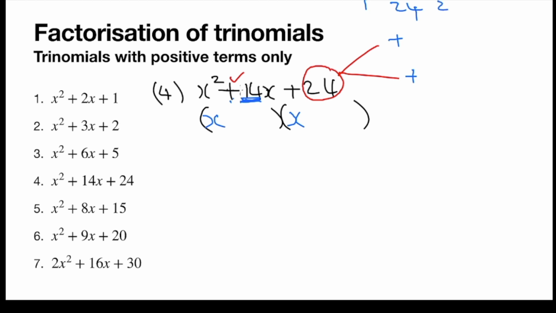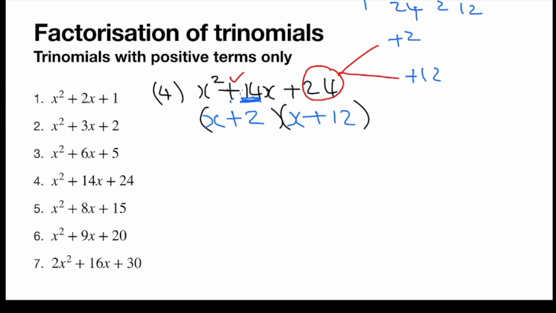Maybe it's 2 and 12. All right, let's try 2 and 12. Do you think it's 2 and 12? What is 2 times 12? 2 times 12 will give you 24. That's correct. What about 2 plus 12? Is 2 plus 12 equal to 14? Yes. So fortunately, that is the right combination. So it's a plus 2 and a plus 12. So we put a plus 2 in one bracket and we put a plus 12 in the other bracket. You can check your answer by FOIL. If you FOIL, do you get x squared plus 14x plus 24?